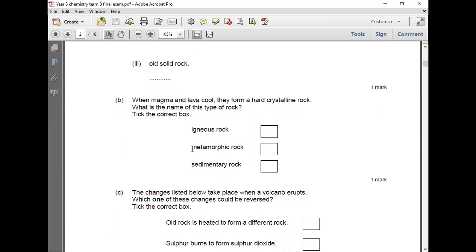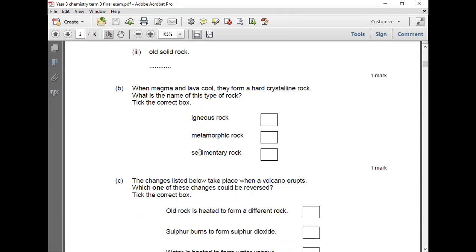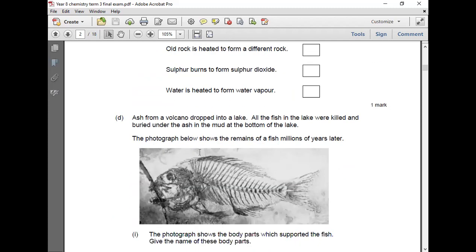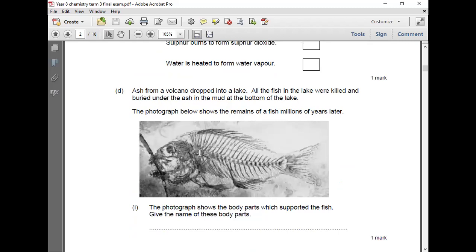Question B: when magma and lava cool, they form a hard crystalline rock. What is the name of this type of rock? Is that igneous, metamorphic, or sedimentary rock? The changes listed below take place when a volcano erupts. Which one of these changes could be reversible? Old rocks heated to form a different rock, sulfur bonds to form sulfur dioxide, or water is heated to form water vapor.